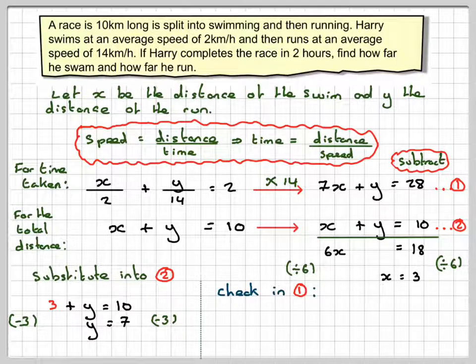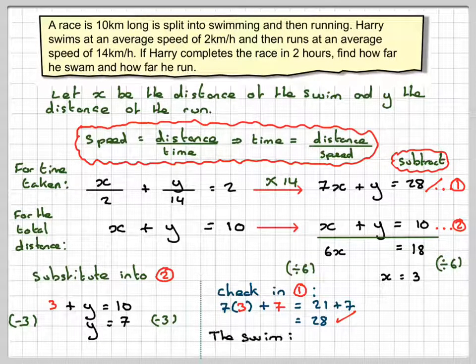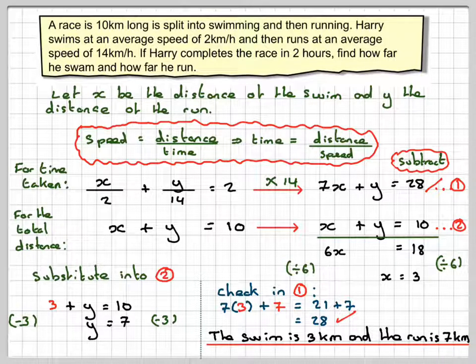We should just check that in equation 1. So we've got 7 times 3 plus 7. 7 3s are 21 and 7 plus 7, and that makes 28. And that's what I wanted. So we've got agreement. So we can say that the swim is 3 kilometres and the run is 7 kilometres.